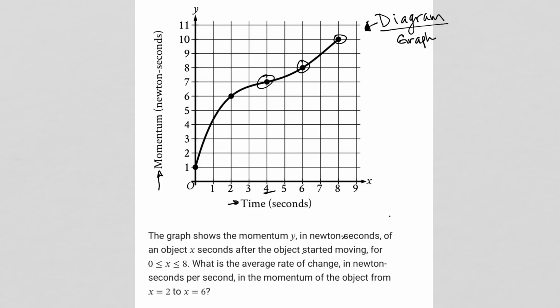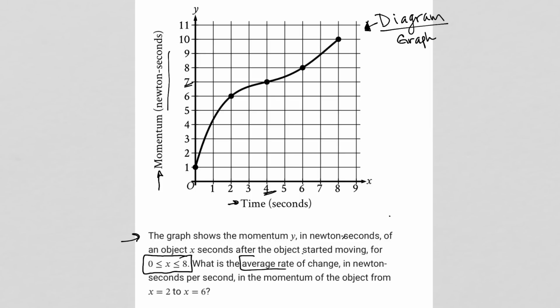At 4 seconds, for instance, we're at a momentum of 7 Newton seconds here. So let me just erase all this and let's read the actual question here to see what we're being asked to find. So the question says the graph shows the momentum y in Newton seconds of an object x seconds after the object started moving. For x is between, I like to read it as x is between 0 and 8. What is the average rate of change?